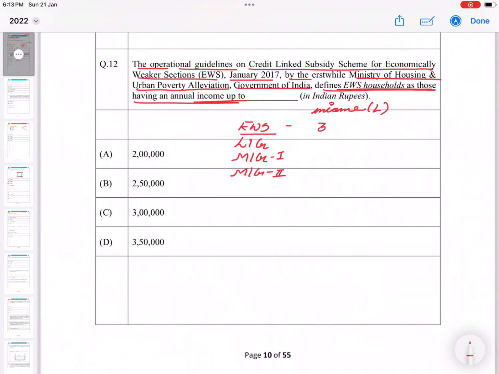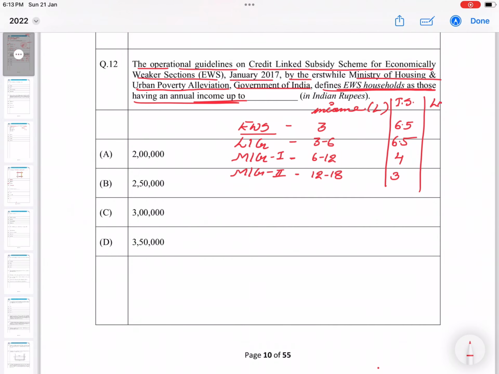So if we talk about EWS, the annual income, in lakhs, is up to 3 lakh, and LIG we have 3 to 6 lakhs. MIG 1 we have 6 to 12 lakhs, and for MIG 2 we have 12 to 18 lakhs, okay. So I hope this will never be mistaken. And if we talk about the amount of interest subsidy they will be provided: EWS 6.5, LIG 6.5, MIG 1 will be provided with 4, and MIG 2 will be provided with 3.